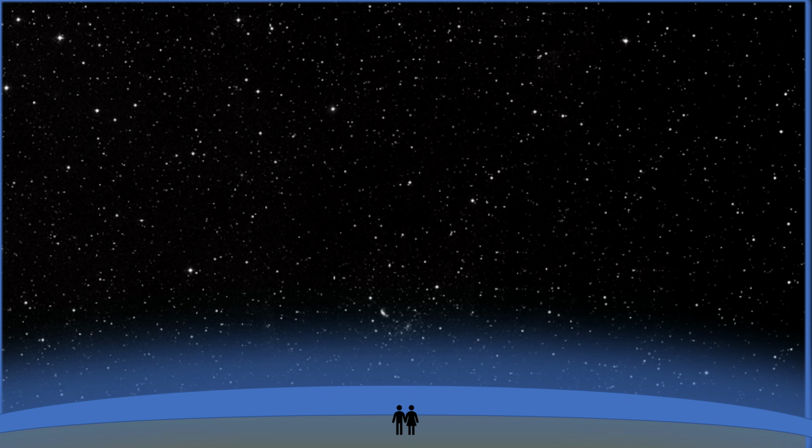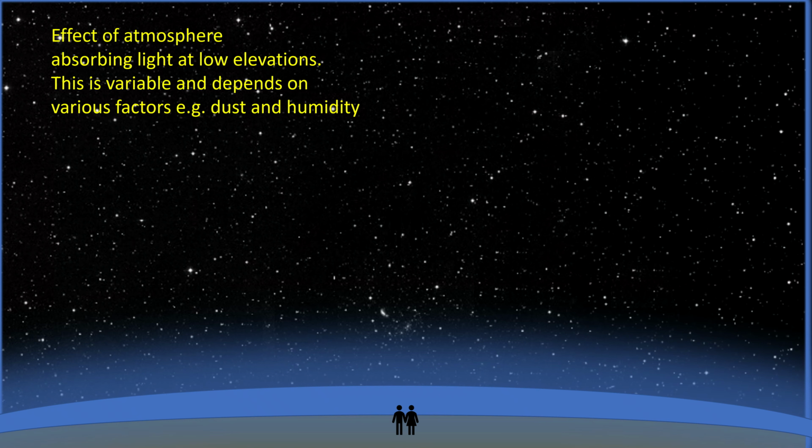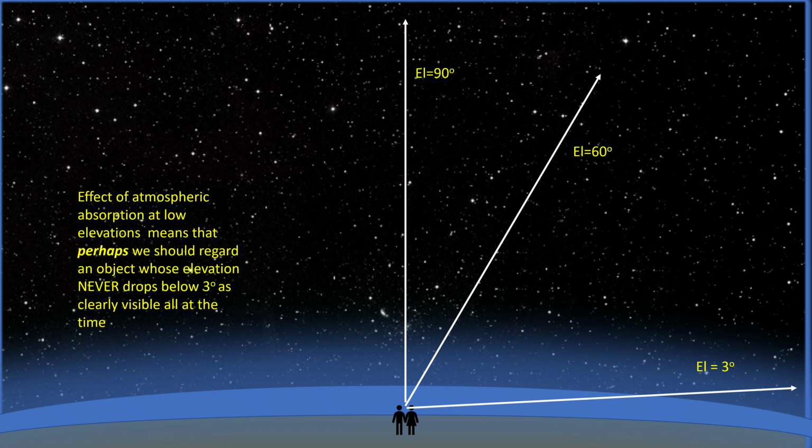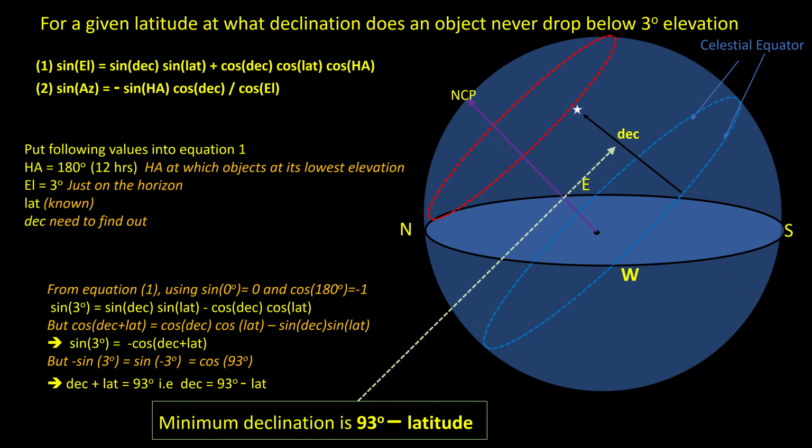The effect of the Earth's atmosphere is to reduce the amount of light getting to an observer at low elevations, because the light has to pass through more atmosphere. And for that reason, it might be worth rerunning the calculation we've just done to find the minimum declination an object would need to never drop below 3 degrees above the horizon, so it was clearly visible. In this case, the minimum declination is 93 degrees minus the observer's latitude.